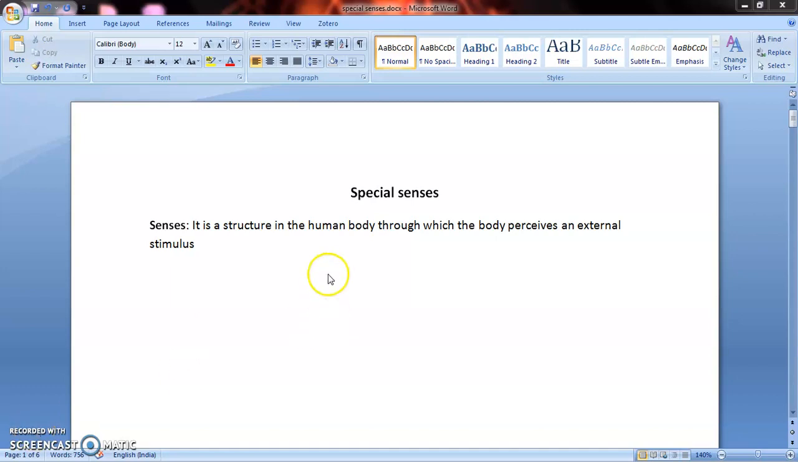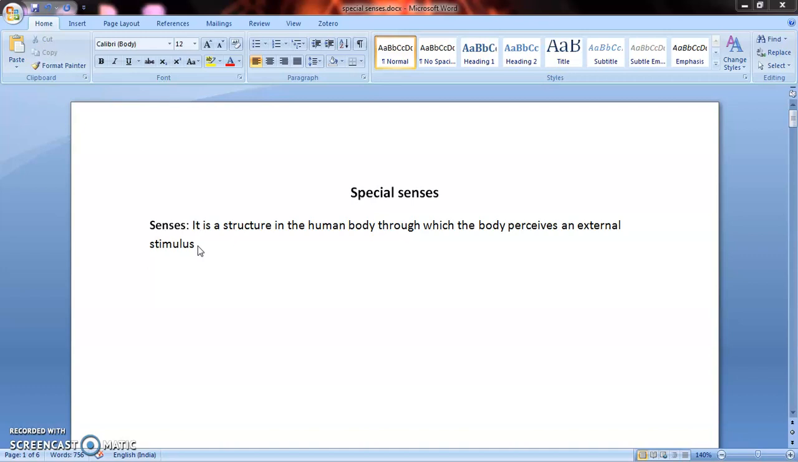So what do you mean by senses? It is a structure in the human body through which the body perceives an external stimulus. So what is a stimulus? Any change in the environment is called a stimulus. It can be either external or internal.